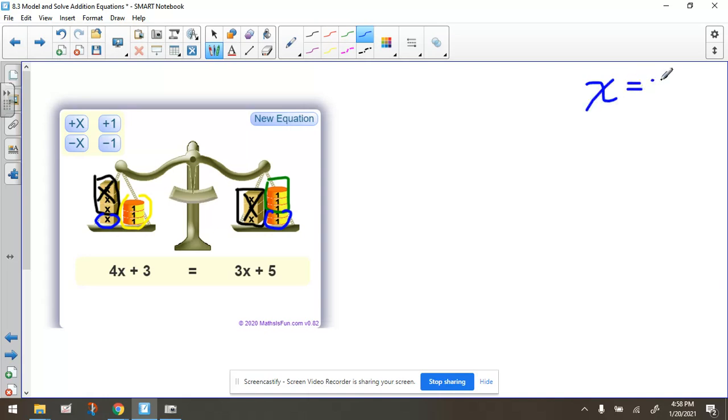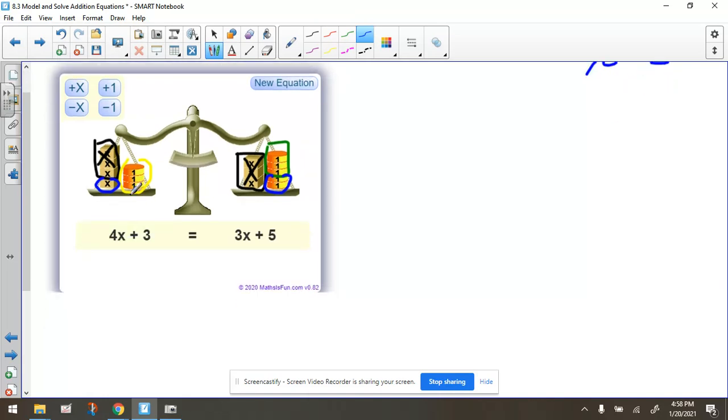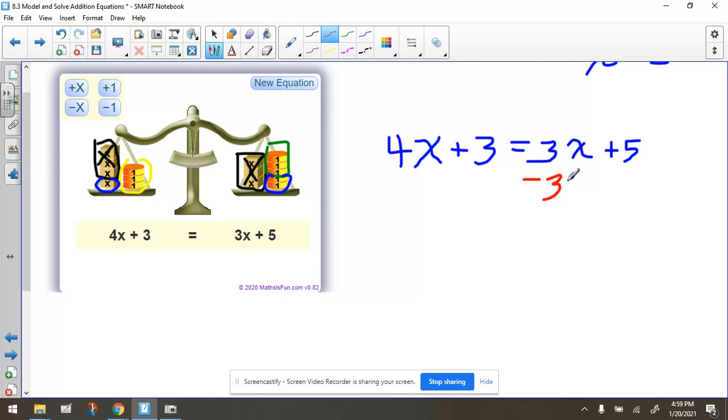Now let's again explore how would you do that on paper? So let's rewrite the equation as it was. It was 4x plus 3 equals 3x plus 5. And one of the things that we were looking at doing first is getting rid of the 3x. So we did that. What would that look like on paper? You would show subtract 3x here, subtract 3x here.